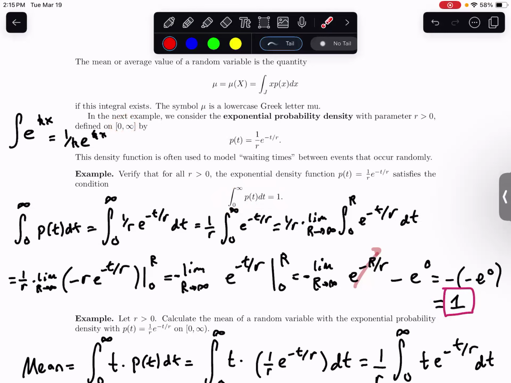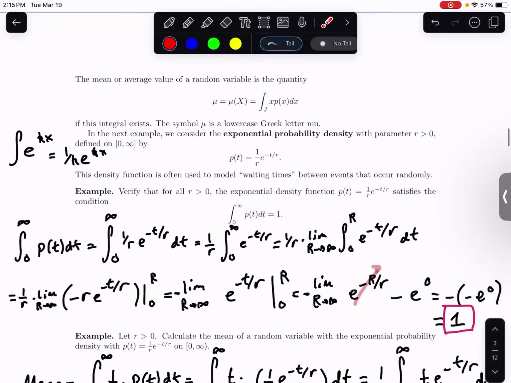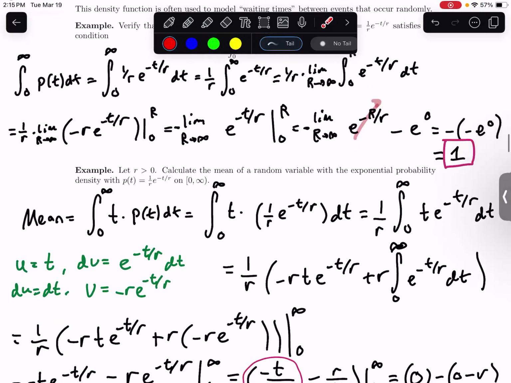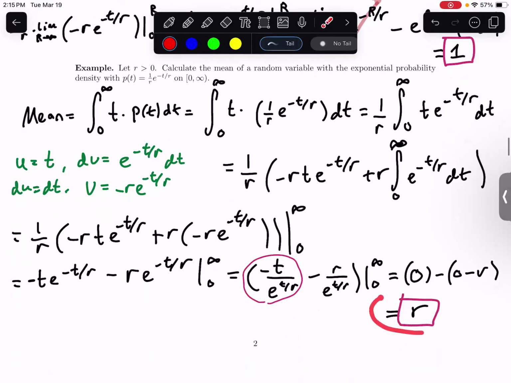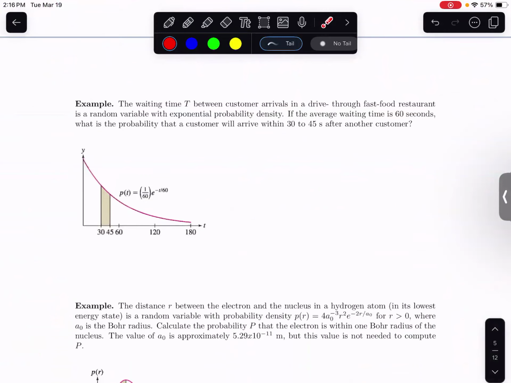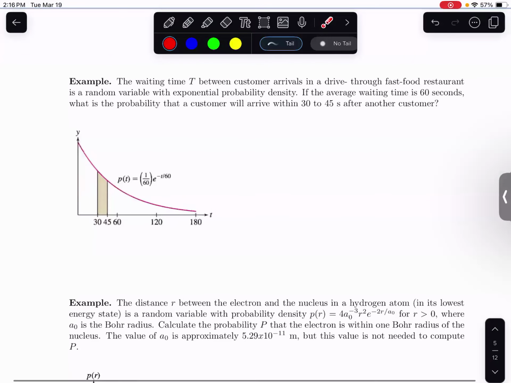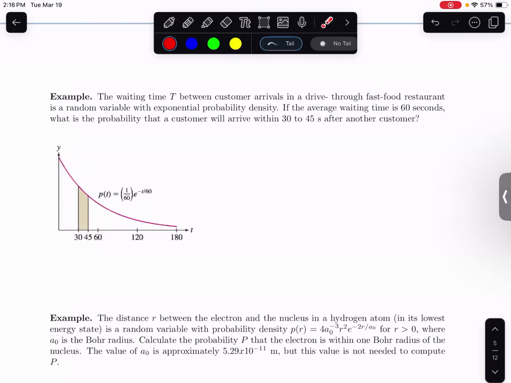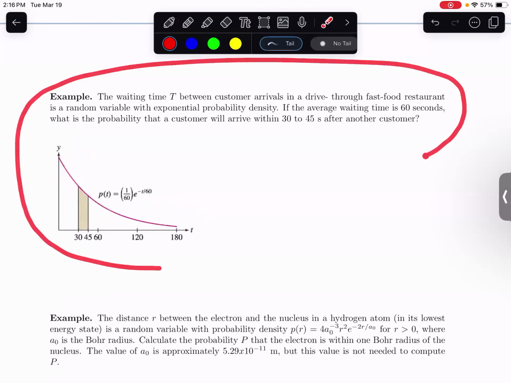And then the last thing we did yesterday is we showed that the mean or average value of a random variable with this exponential probability density function ends up being equal to r. So the last thing we did was computing the mean of a random variable with this exponential probability density. The last thing we'll do with this section, I don't really plan on doing too much with probability in this class, is we'll conclude with the following example.